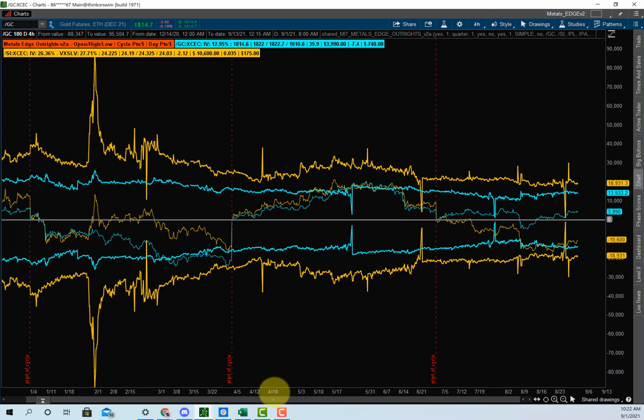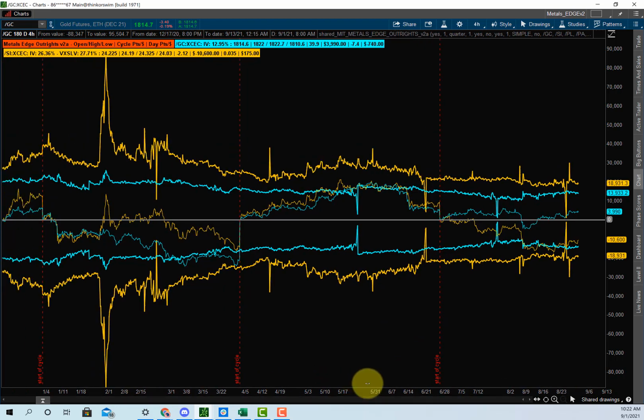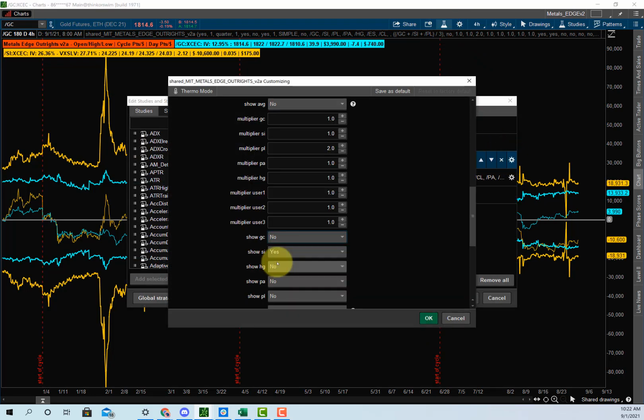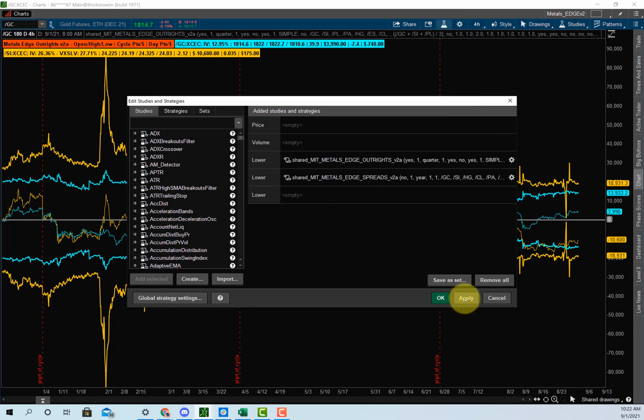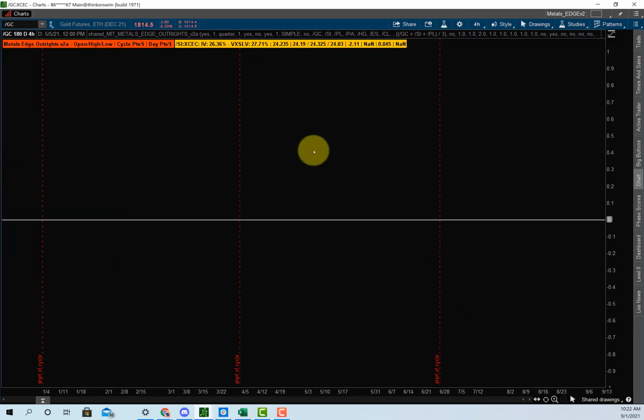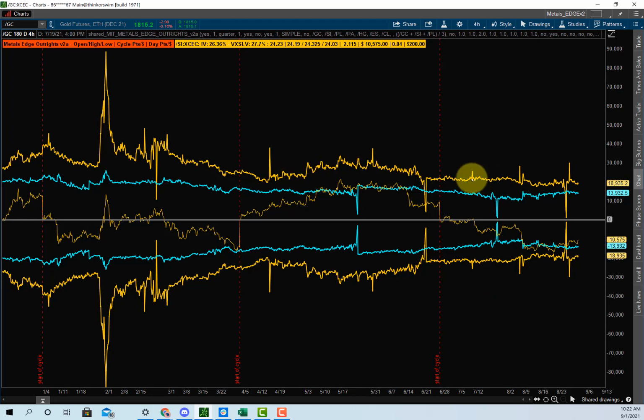Now I know this might be a little confusing for some of you who are not familiar looking at screens like this. Let me simplify it even more. Let me take off the gold. We'll put the gold back on, but for now, okay, apply. So now we have silver volatility. Here's gold volatility. But we're just looking at the silver contract.